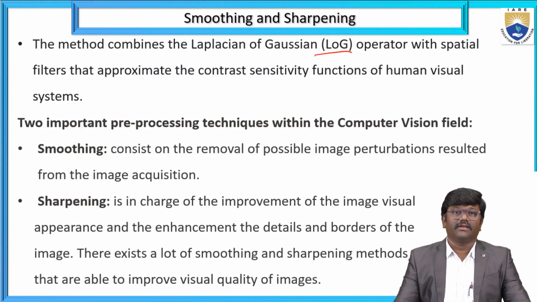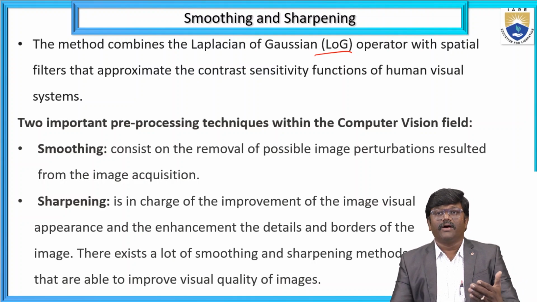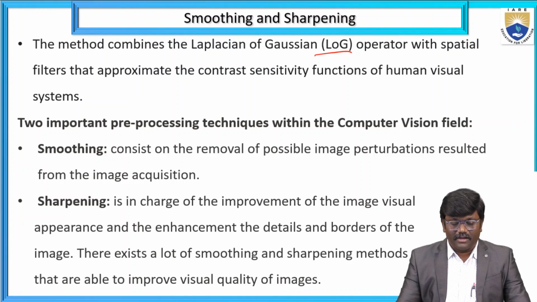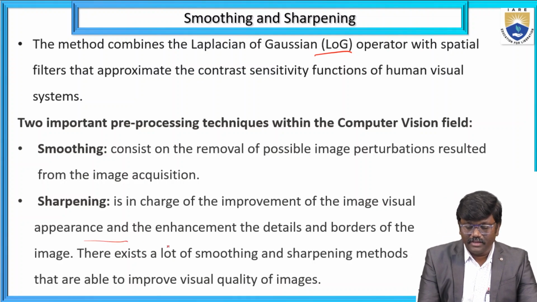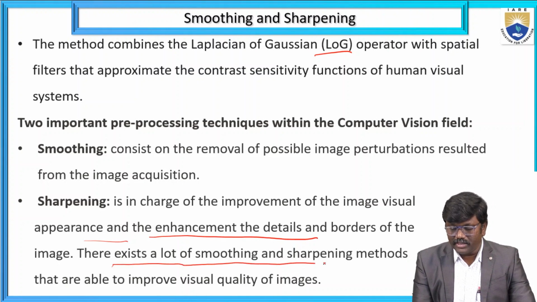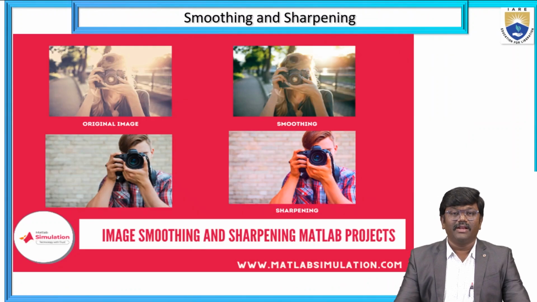It is extended in terms of two important pre-processing techniques within the computer vision field. So what are those? How can you define them? Number one is smoothing. Smoothing consists of the removal of possible image perturbations resulting from the image acquisition. Sharpening is in charge of the improvement of the image's visual appearance and the enhancement of detail and borders of the image. There exist a lot of smoothing and sharpening methods that are able to improve the visual quality of images. I wanted to show some examples while we are defining color image processing in terms of smoothing and sharpening.